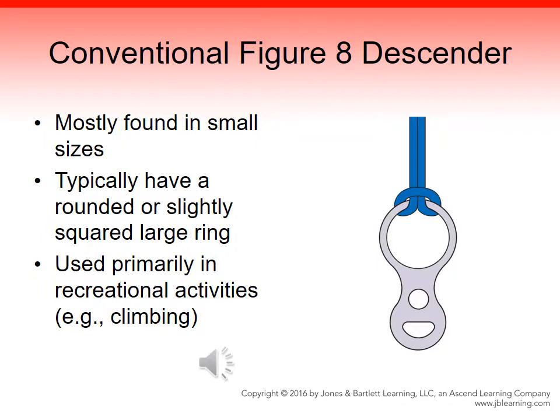The big disadvantage is that all models twist the rope. In long rappels, you can twist the rope so much that you will stop your descent and be stuck. This twisting action can also ruin your rope.